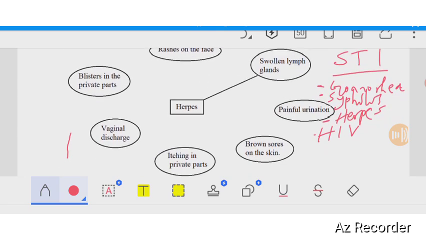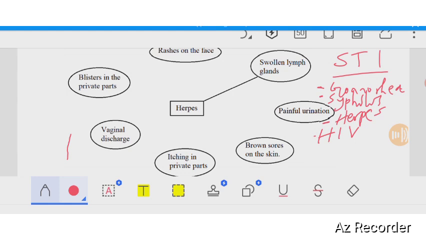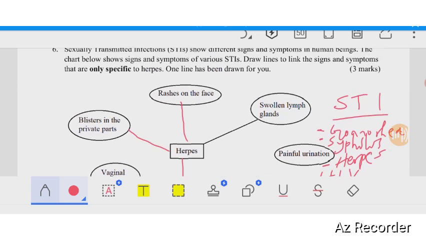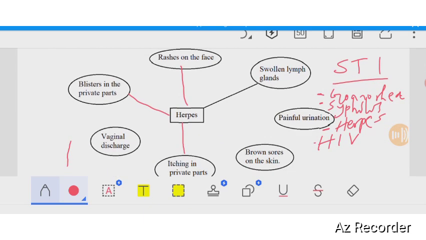So what are the signs and symptoms of herpes? The first one is swollen lymph nodes. It's been written there. Another one is rashes on the face. Another one is blisters that may appear on the private parts, which is the main sign of herpes. And last but not least, we have itching in the private parts, which is also a sign and symptom of gonorrhea. So please go ahead and read about the sexually transmitted infections.